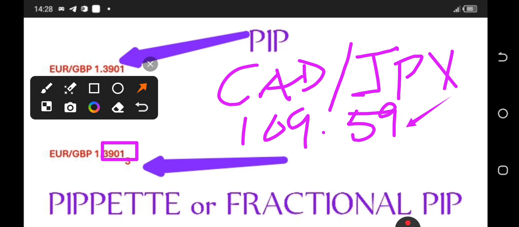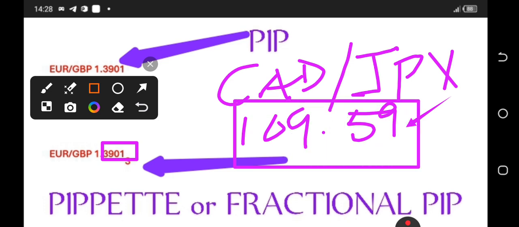Now for all Japanese yen pairs, CAD JPY, GBP JPY, USD JPY, NZD JPY, which is the New Zealand dollar, for any currency pair where the JPY is coming as the quote currency or the secondary currency, the quote will always look like this. Only 2 digits after the decimal point. But in normal currency pairs, we have 4 digits after the decimal point.